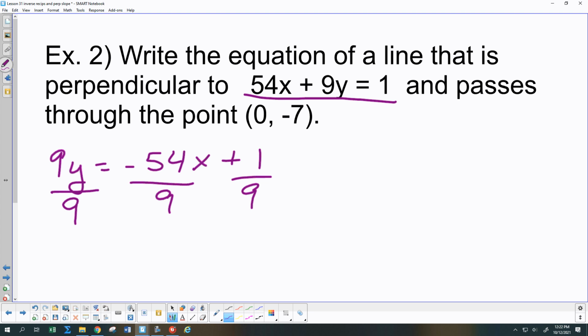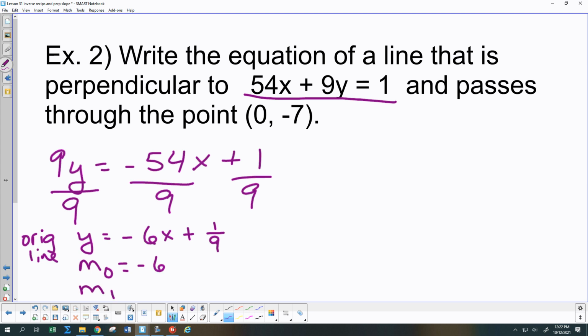Can I simplify that 54 over 9? See some heads nodding. What do we get? We get a negative 6x. I don't really care about the 1/9, but that's what I get. This is my original line. So my original slope is negative 6.